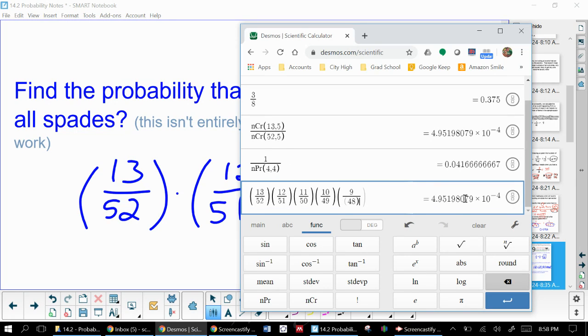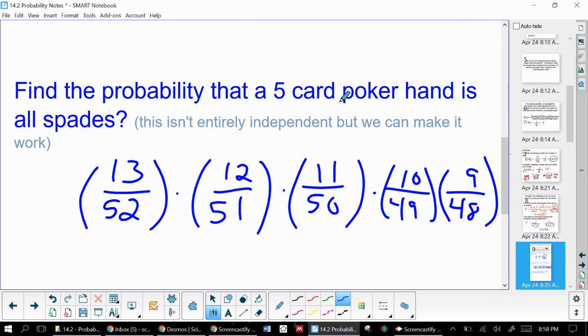You have the exact same probability as the one we calculated up above. We have that 0.000495. So everything stays the same. No matter how you choose to calculate this, you're going to get the same answer. That's obviously got to be the case, or it wouldn't be correct.